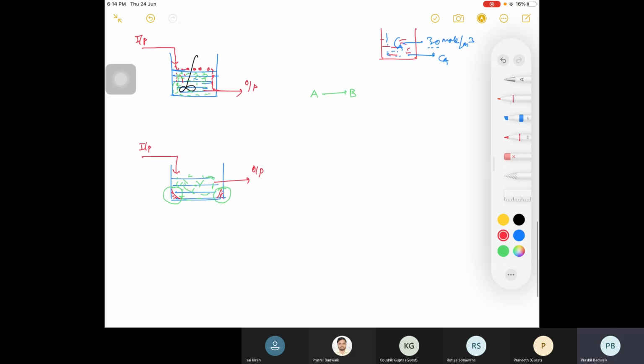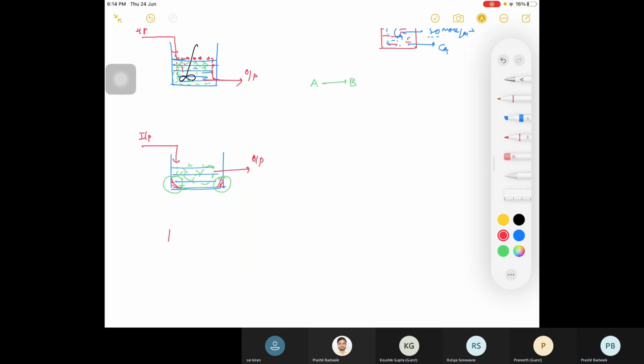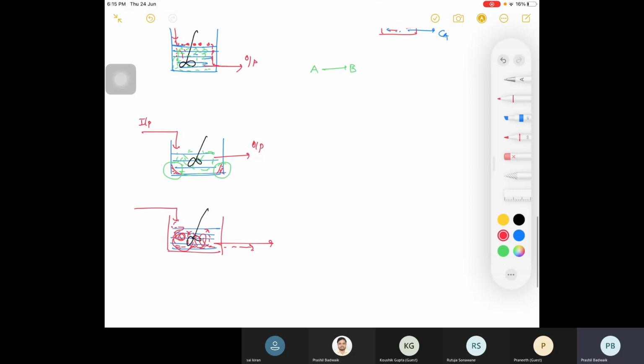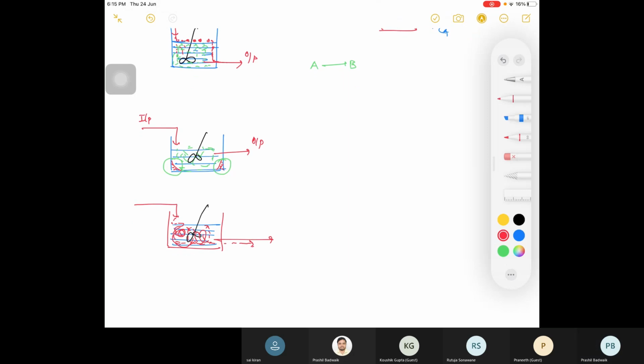Third case I'll draw. This is your input, this is your output, these are baffles, this provides stirrer, this is your stirrer. Some of the molecules are here, like they enter inside, they are rotating continuously here and here, here and here, rotating, and they came back out of the reactor, right? So these are your three conditions.